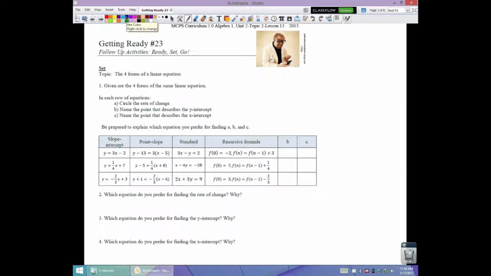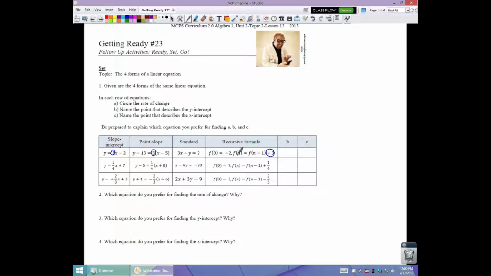So with our first equation here, in slope-intercept form, y equals 3x minus 2, we can see the rate of change here. It's the 3. In point slope, it also shows up here. Now in standard form, don't mistake this 3 to mean you can always see the rate of change in standard form. You cannot. And then in the recursive formula, it tells you how to get from the last term to your next term.